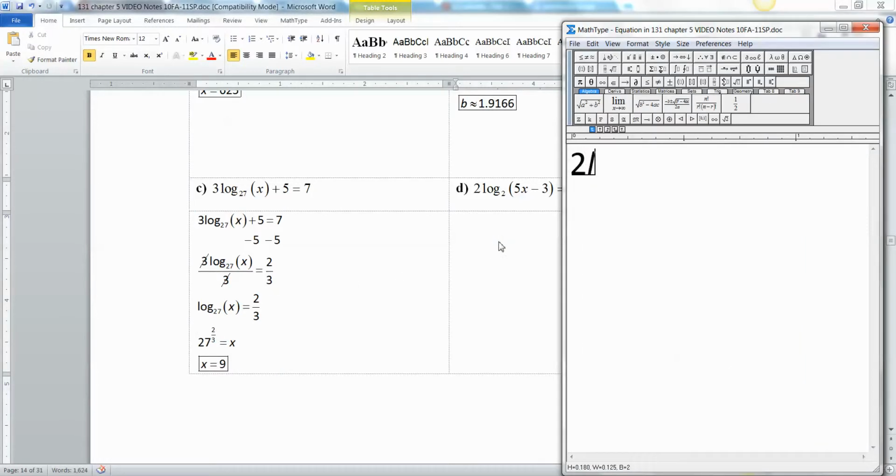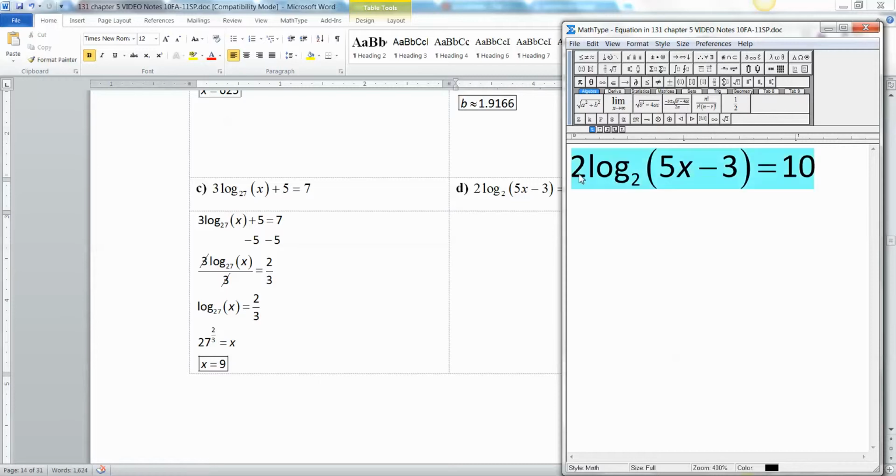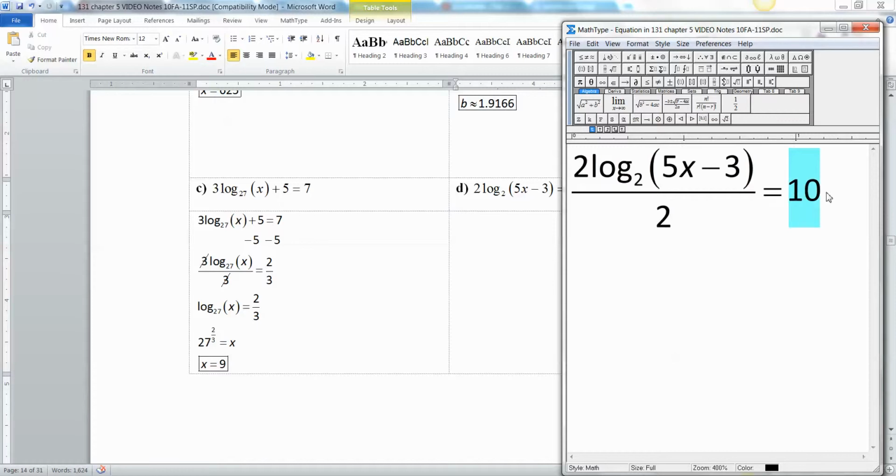So it's 2 log base 2 of 5x minus 3 equals 10. Now what a lot of students try to do is multiply 2 times the 5x, but that's not correct because this is 2 times the logarithm of this stuff. You can't just multiply 2 in. The distributive property only works with multiplication and addition. It doesn't work with logarithms. So the only option you have is to divide both sides by 2 to make the 2 disappear.